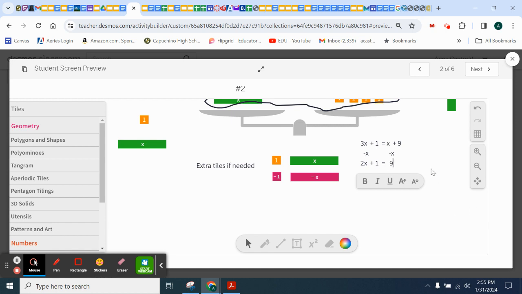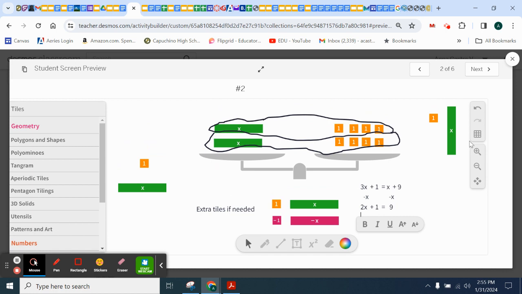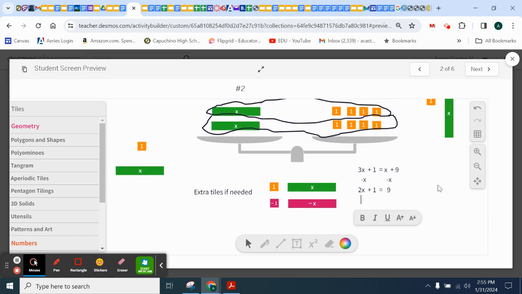Then the next thing I did is I took off the 1 from both sides. I took 1 off from both sides, so let's write that. So I minused 1 to get rid of the positive 1. I did that on both sides. And that left me with 2x on the left side, and 8 on the right side. Then I divided it into 2 groups.